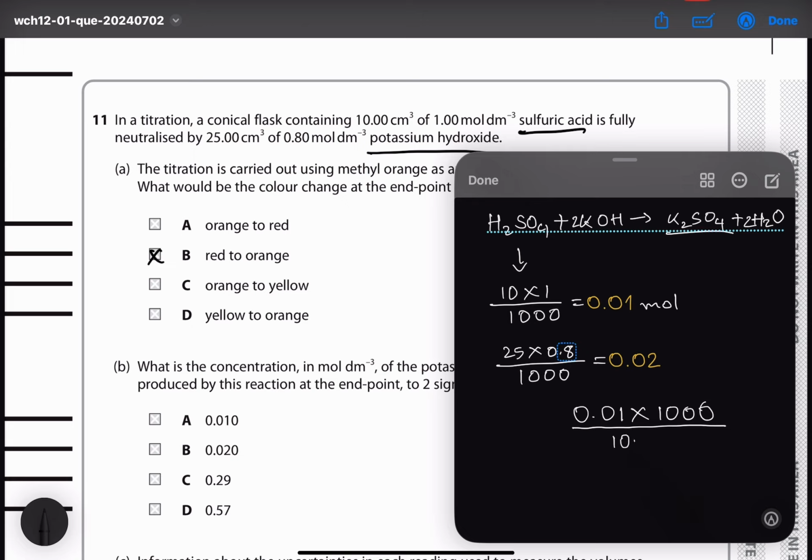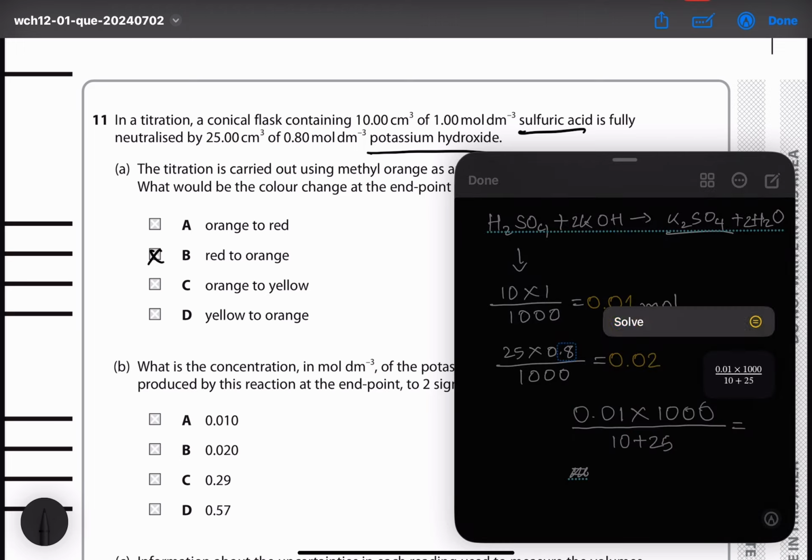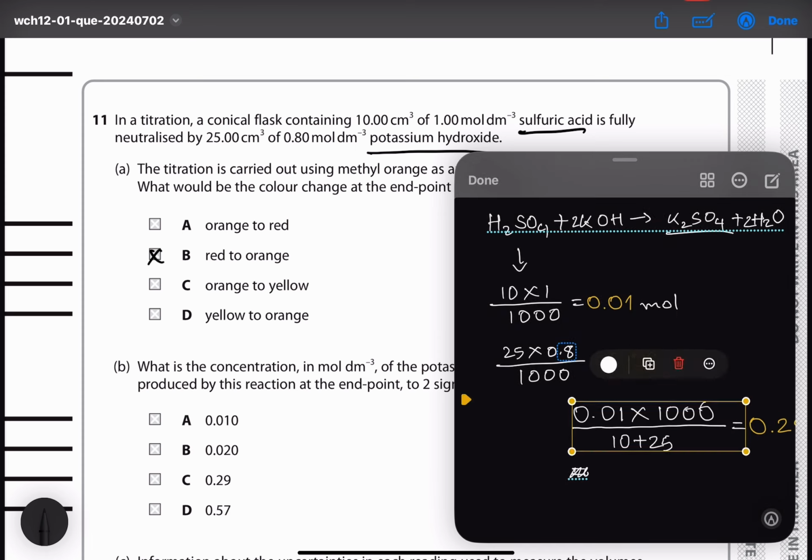So 10 plus 25. This will give us, okay, let's not write it down over here. Let's write it over here. This will give us 0.8. Okay, let me shorten it out.